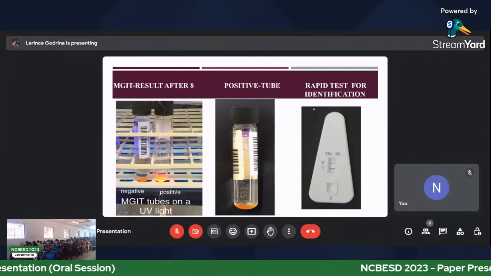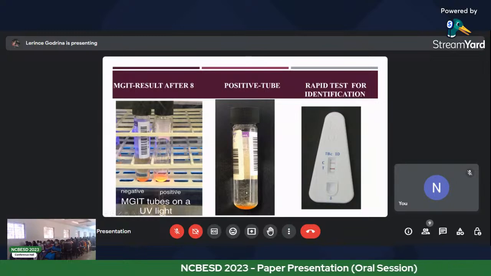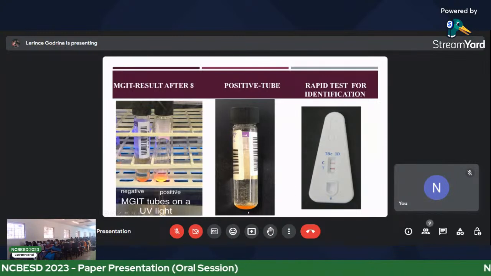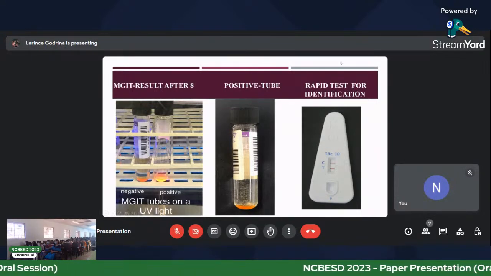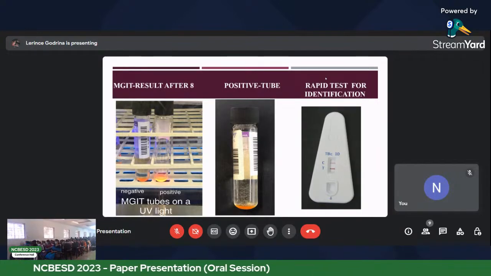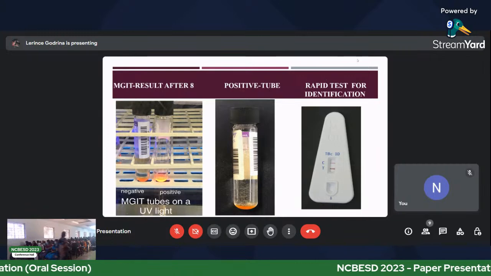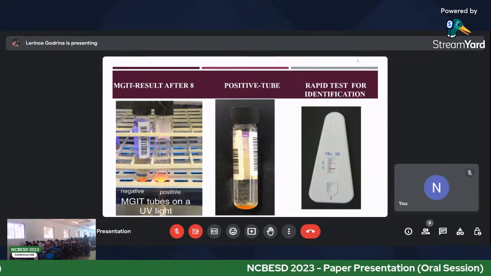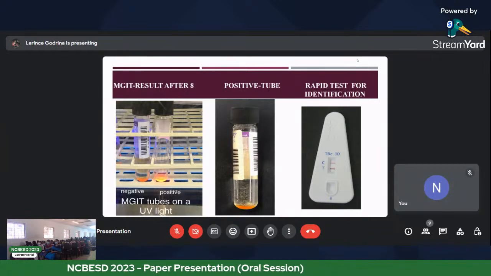After 7 to 8 days, this is the positive tube in which Mycobacterium tuberculosis has grown. These are the granules, and this is the fluorescence at the bottom. This is a negative tube, which can be discarded after 42 days. I've also used a rapid kit for identification, because the culture may give a false negative result. This kit is used to tell whether the tube is contaminated or has turned positive.